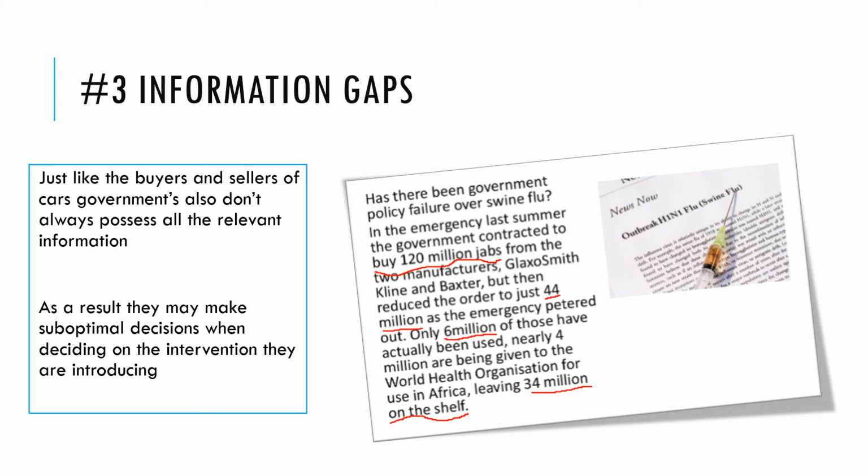Now, was this a good use of taxpayers' money? Clearly not. Clearly an example of government failure. Why did it occur? Because they didn't really know to the full extent what the outbreak of swine flu was likely to be.